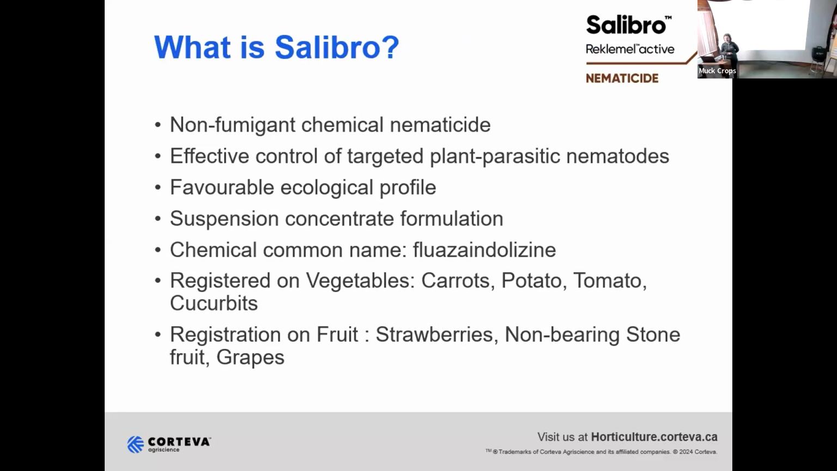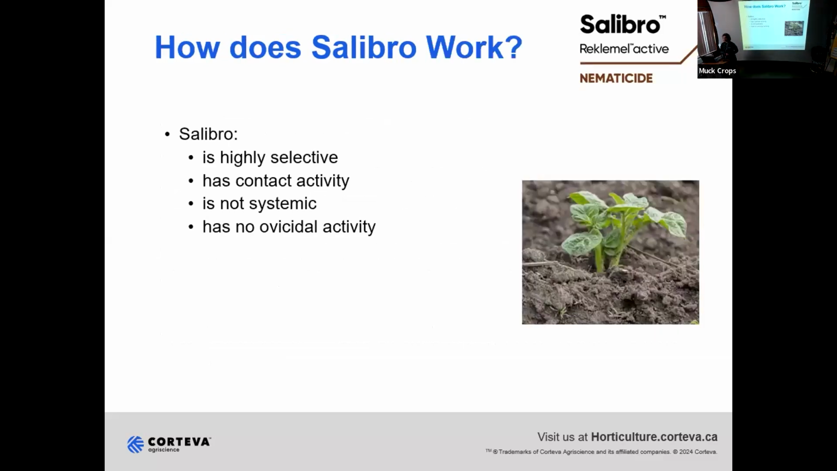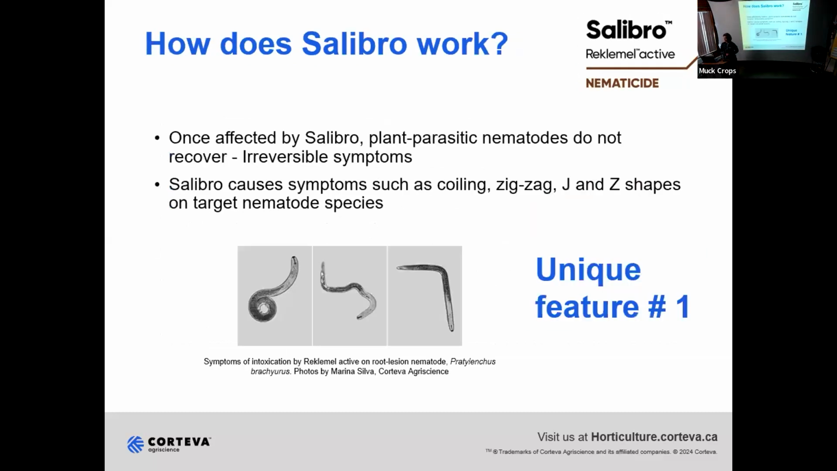Fluazaindolizine. Did I get that right? What do you think? That's what Celebro is. And it is registered in vegetables along with fruit. So how does it work? This product is highly selective. It's contact, not systemic, and there is no ovicidal activity.